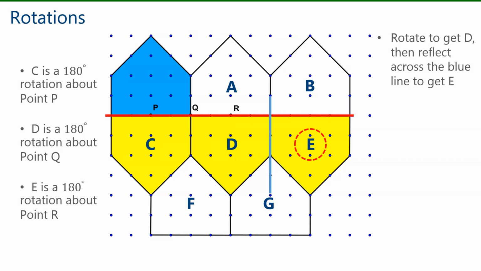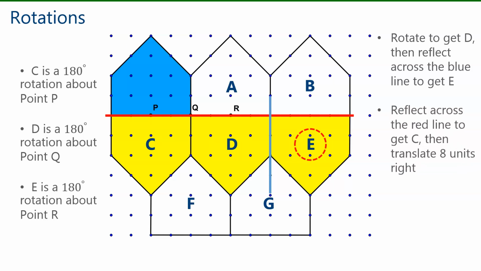Or, let's just draw on this red line. If we reflect the blue shape across the red line to get C first, then translate that shape 8 units to the right, we would get shape E. Another way we could get shape E would be to translate the blue shape 8 units to the right to get shape B, and then reflect B across the red line.